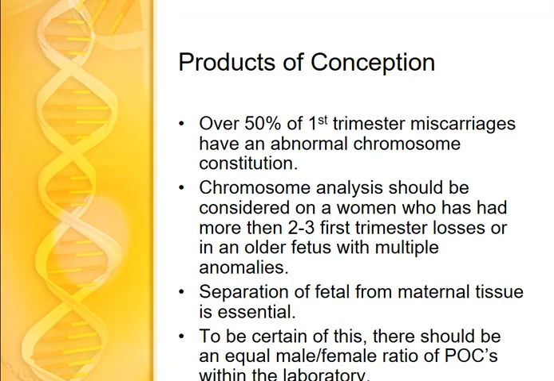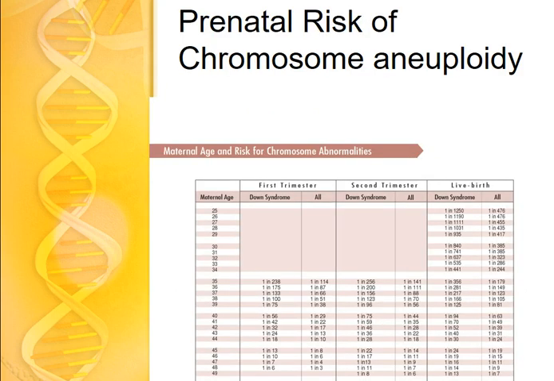So as I stated earlier, 50% of all first trimester pregnancy losses have abnormal chromosomes. Chromosome analysis should be considered in a woman who's had 2 or 3 first trimester losses, or an older fetus with multiple anomalies. It's important to separate the fetal from maternal tissue, so you're not culturing the maternal tissue, and to be certain there should be an equal ratio of males to females in the lab at the end of the year.